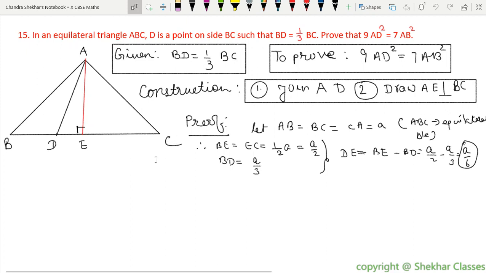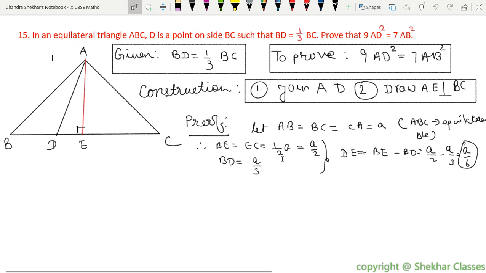And how to prove it? We'll start from the first property which is mentioned, that in an equilateral triangle all the sides are equal. So I will take it as what? Let AB, BC, CA be equal to A. And then we know that if I draw a perpendicular from A to BC, it should bisect BC. So BE will be equal to half of BC.